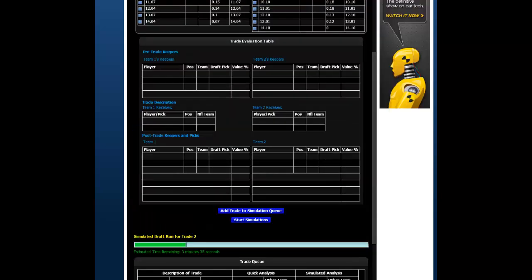And this sums up all the things the machine can do for you in keeper leagues before the draft is even started.